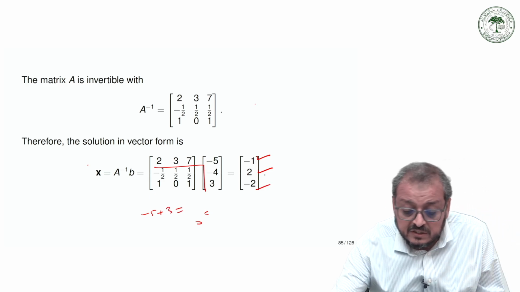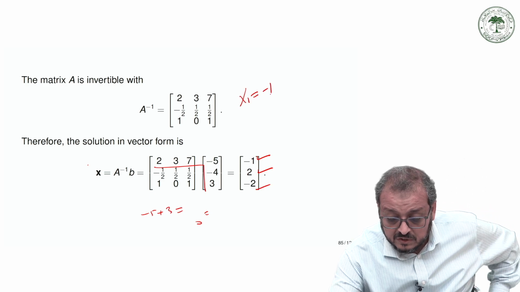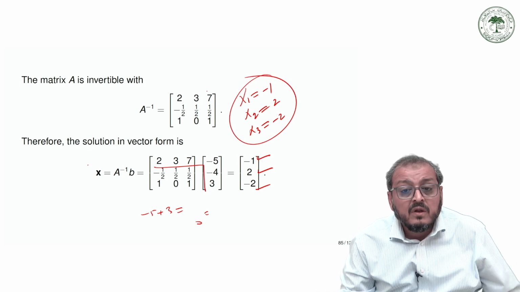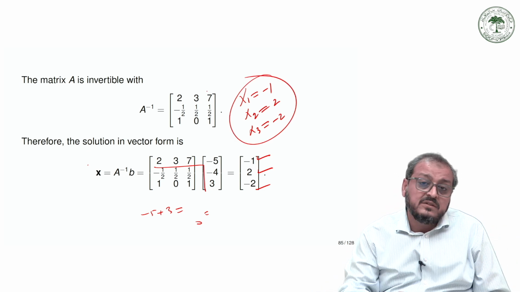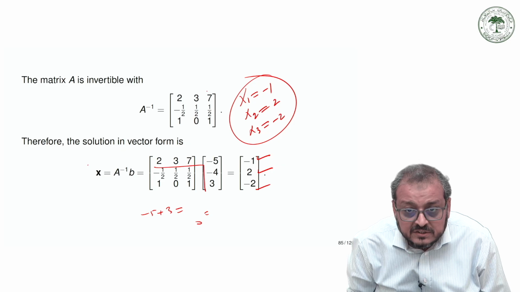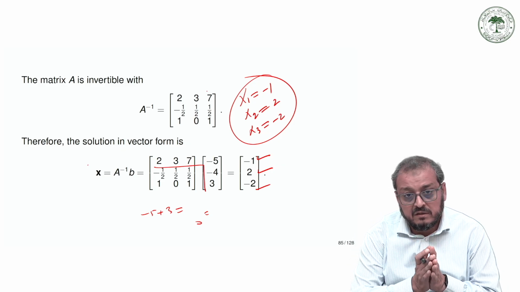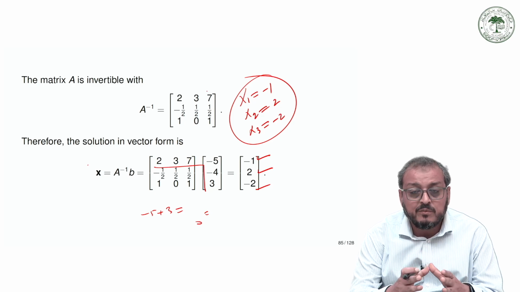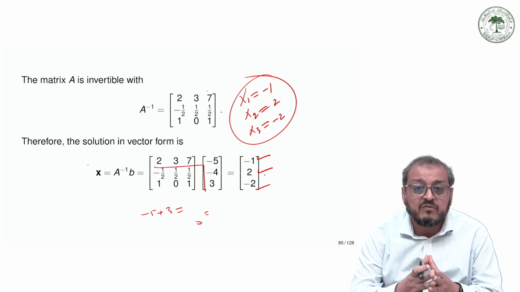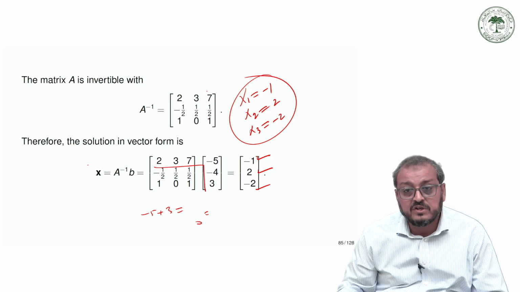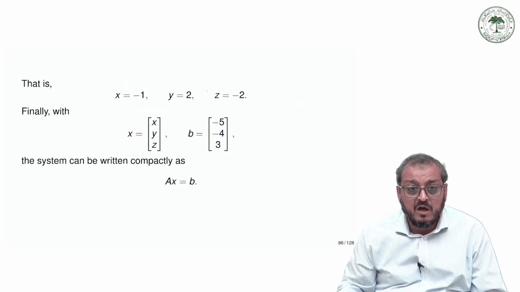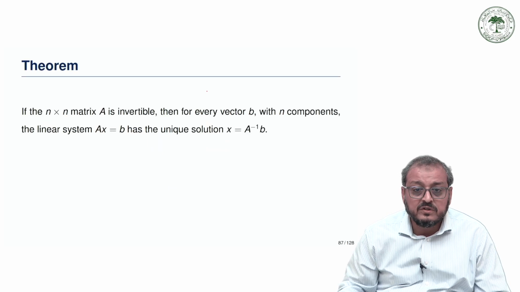So that means the solution is x1 is equal to minus 1, x2 is equal to 2, and x3 is equal to minus 2. This is the solution of the given system of equations. So by this method we can easily find it. Just find the inverse of the matrix. If the coefficient matrix is invertible, then with the help of this we can solve the system of equations using this technique. X can be written in the form of A inverse into B.